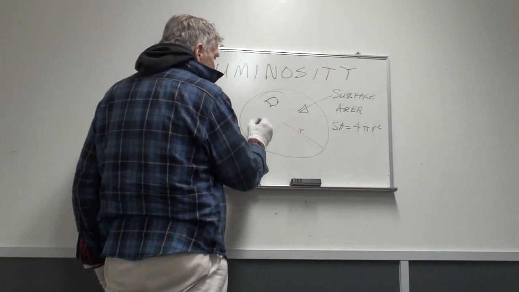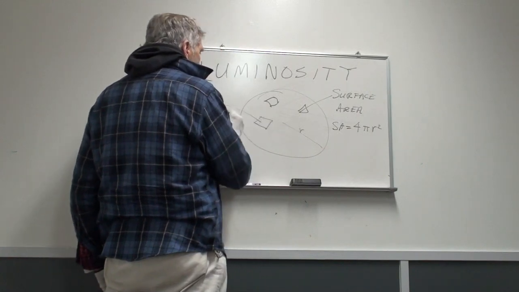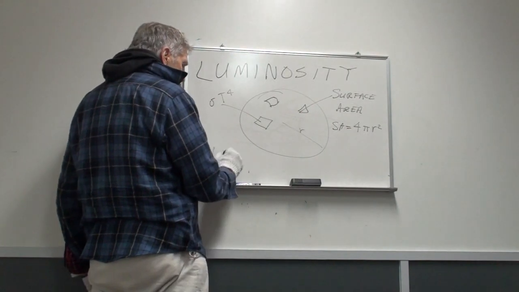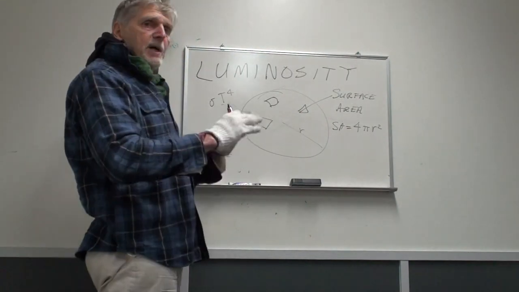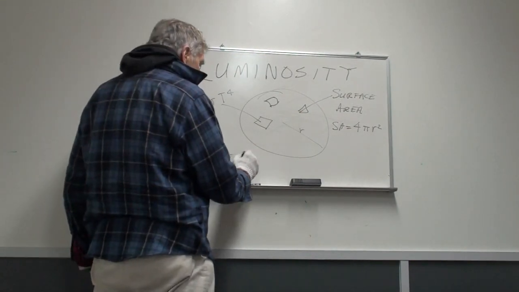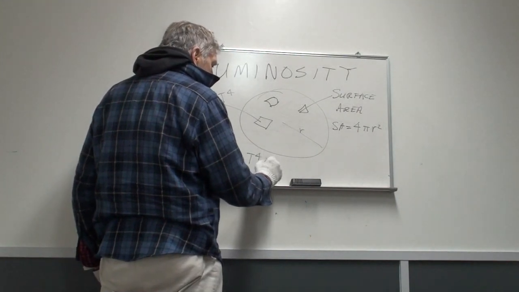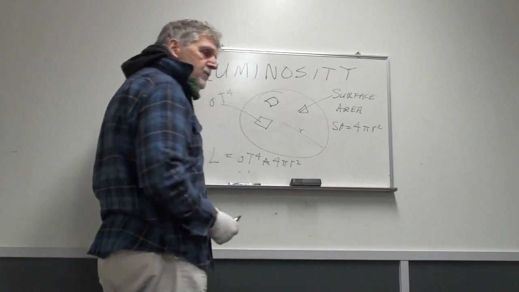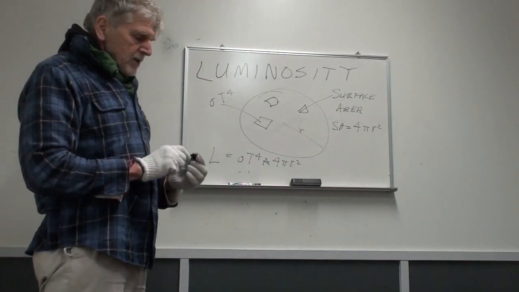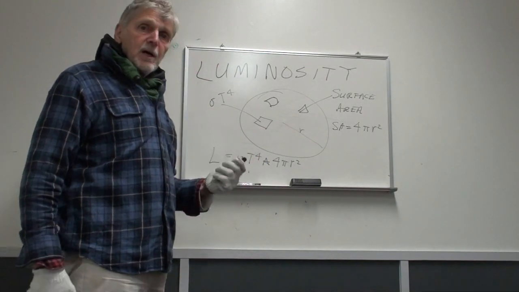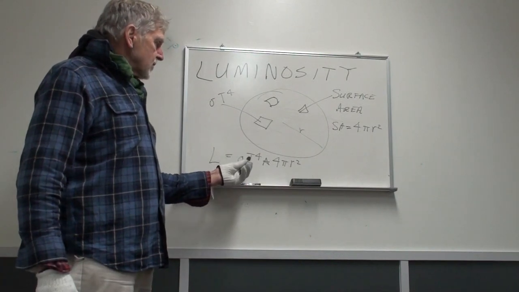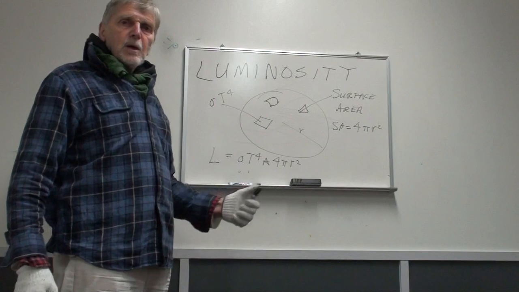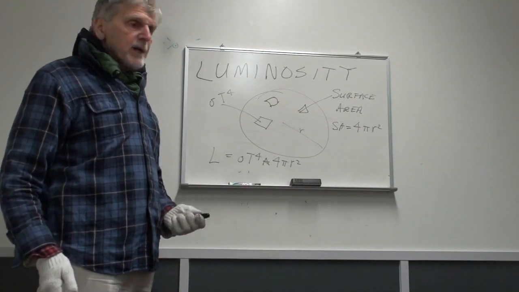Now each one of those square meters would radiate sigma T to the fourth. So the total luminosity that would be radiated by the entire surface of the sphere is sigma T to the fourth for each square meter times 4 pi r squared for the number of square meters that are in the surface. So you see that the luminosity of a star is determined by two factors. One, what is its surface temperature? And two, how large is the surface which is doing the radiating?